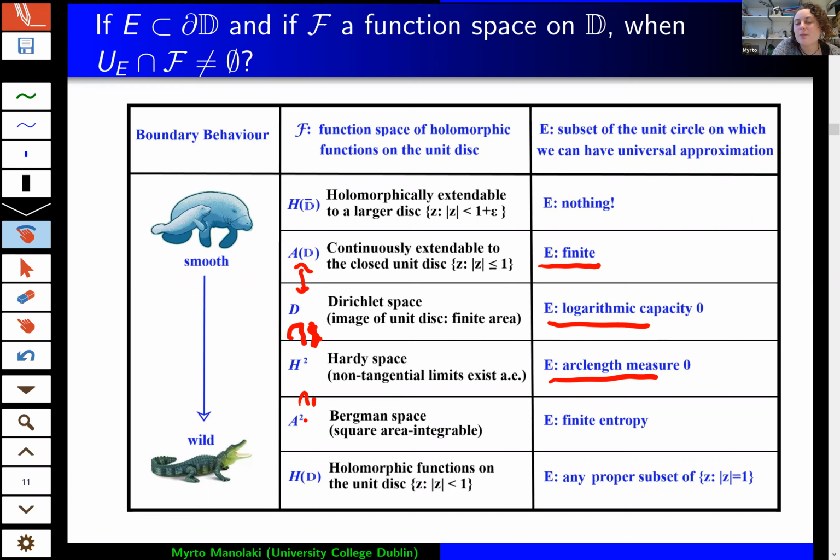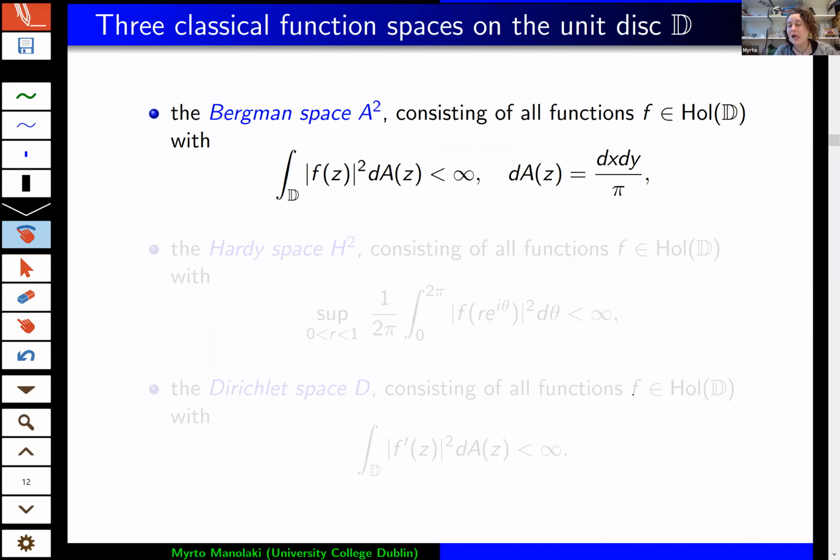And the bigger space is the Bergman space. These are all holomorphic functions which are square area integrable. And here there is a condition with finite entropy. I'm not going to write it, it's quite technical. Anyway, those are the three known cases. But let's go to the introduction to optimal approximants. I'm going to give a little more time to these three classical spaces that we saw.